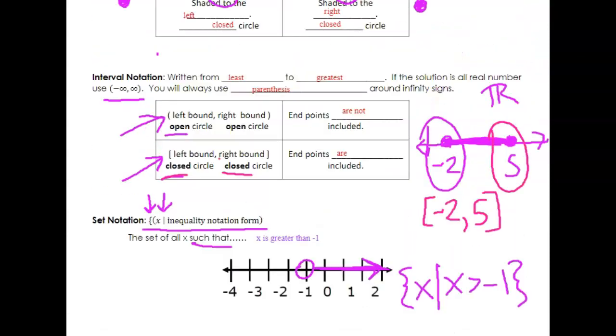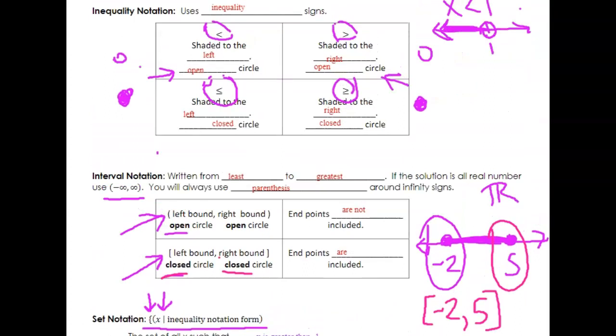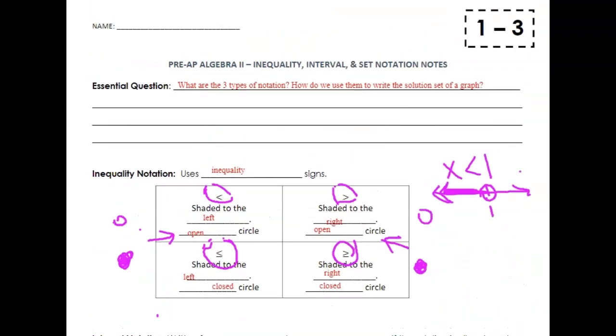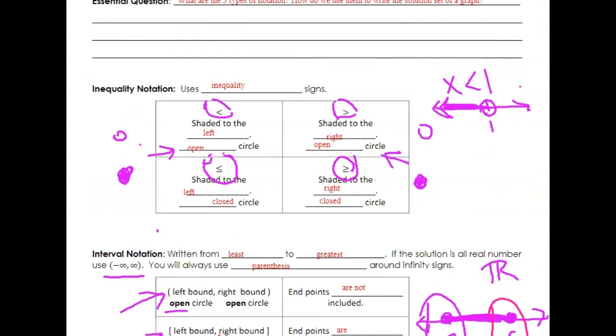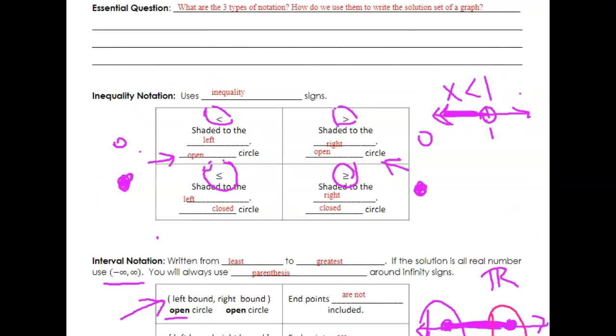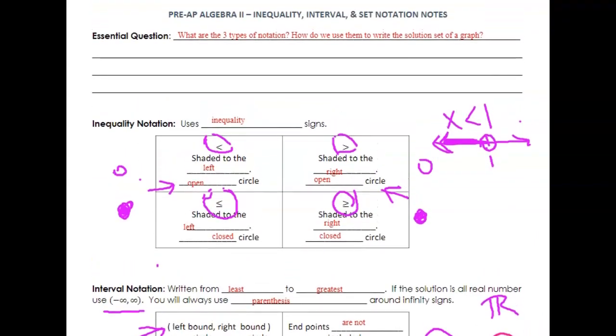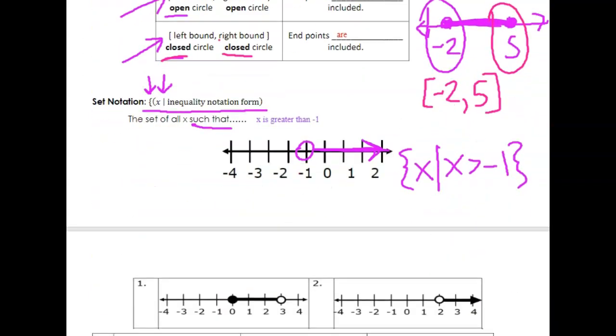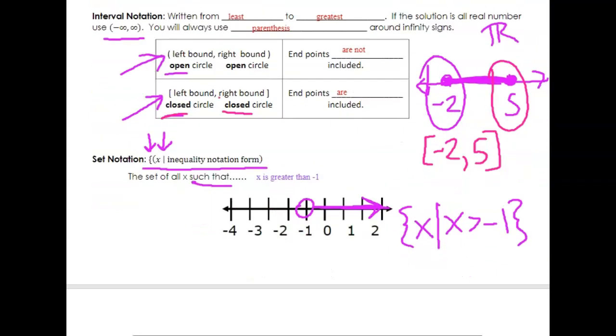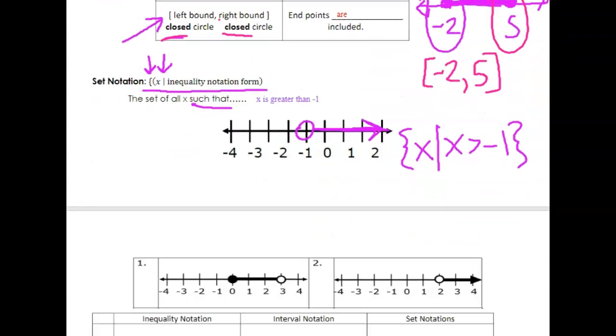So far, I probably should have planned this better and done it in a color that's all consistent. But inequality notation, kind of like x is less than 1, that's an example. And then interval notation, so like -2, 5 with brackets around it or parentheses around it, depending on if you have open or closed points. And then set notation, the set of all x values such that x is greater than -1, that's an example of set notation.